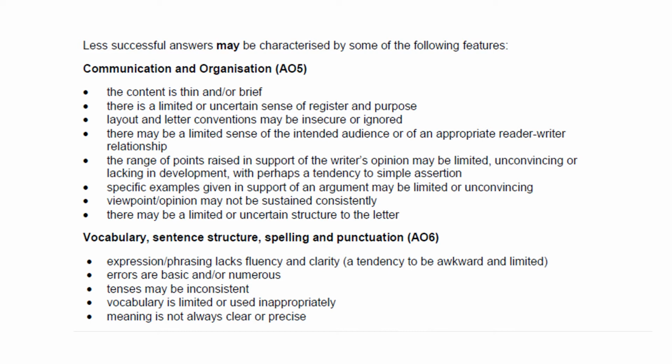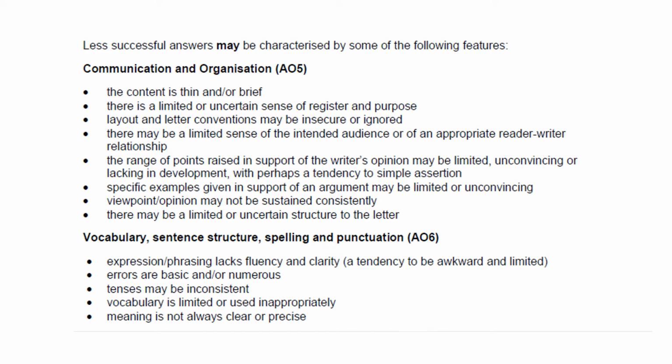And lastly, the last bullet point in that first section, there may be limited or uncertain structure of the letter or speech. That might be then a student who hasn't finished, a student who doesn't end with "thank you for listening," that would suggest a limited structure. Somebody didn't really use the time effectively to actually start and end their response.